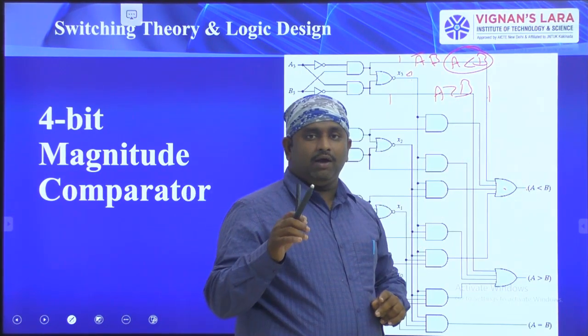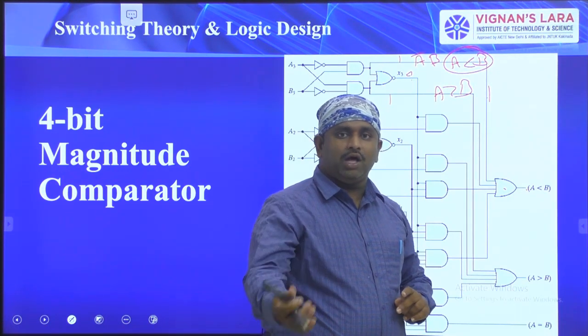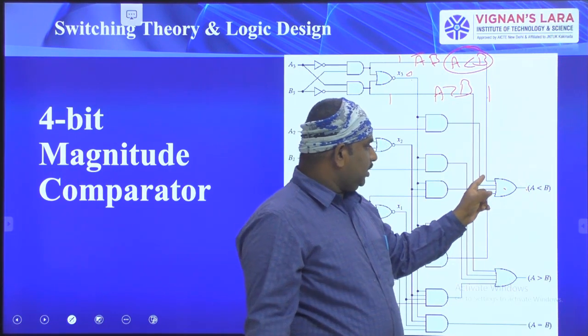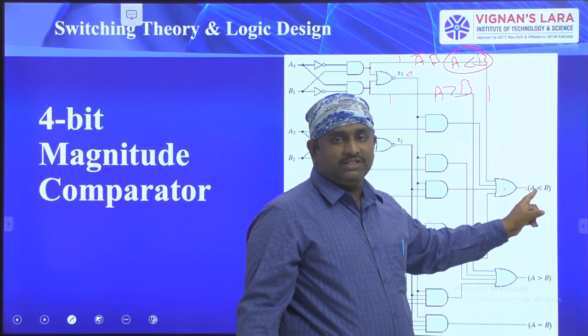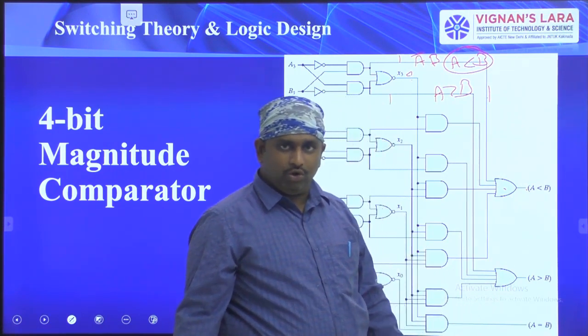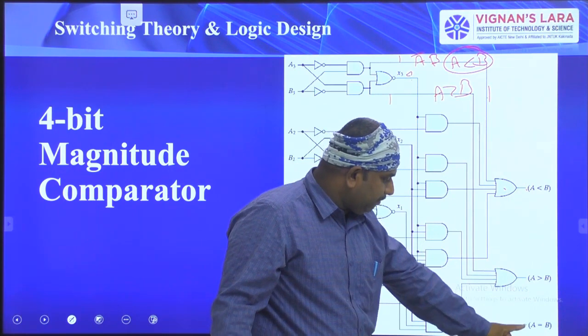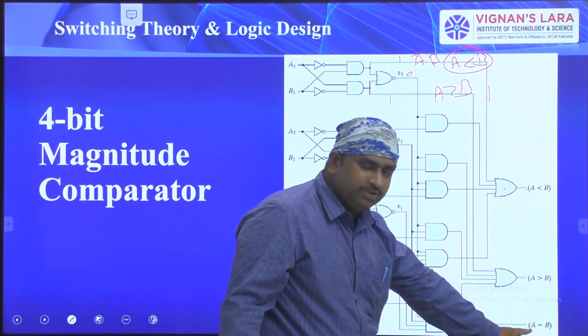Because any one of the inputs of the OR gate is equal to 1, automatically the OR gate output is equal to 1. So if it is equal to 1, directly this OR gate is going to 1 and the remaining 2 outputs are going to 0. Okay, so see here, A less than B, A greater than B, A equal to B. 3 outputs I have written here.